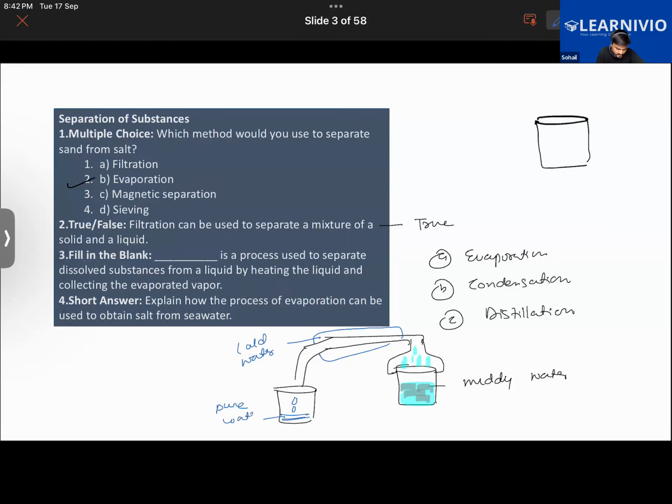Okay, now understood. So it's a process used to separate dissolved substances from a liquid by heating the liquid. You have heated the liquid and now you are collecting the water vapor here. That is what the concept of distillation is. Okay, both of you define distillation.